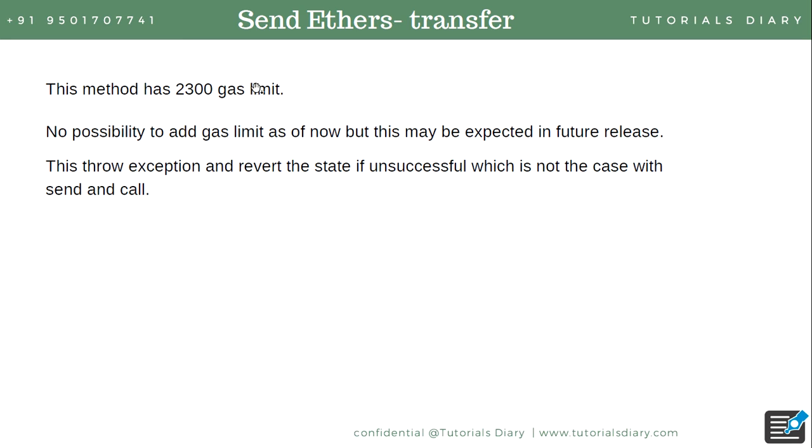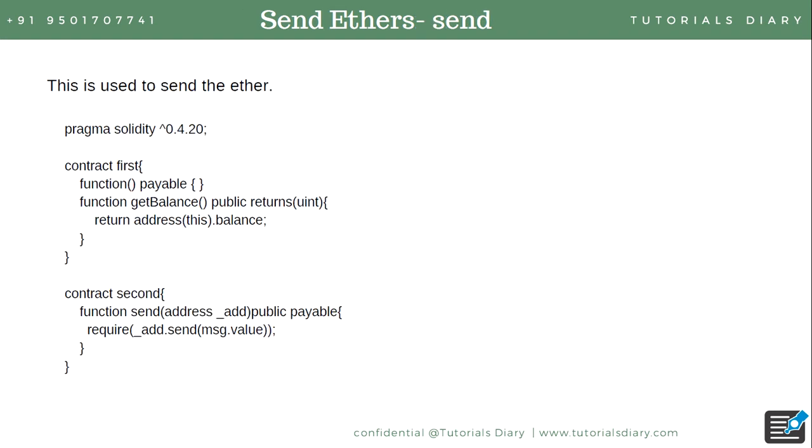This is the reason we always recommend going for transfer. Then there is another option, which is send. This is again used to send the ethers. Again, the first contract remains the same. The only difference is that here you can see address.send(value), instead of transfer. But you may have noticed one more thing here. We are using a require function as well. Why we are using it, we'll talk about in the next slide.